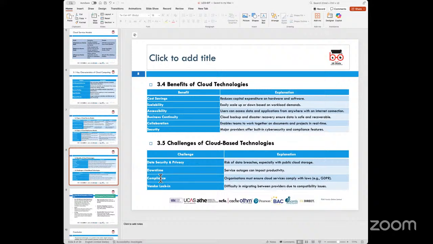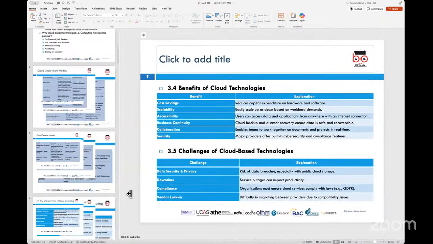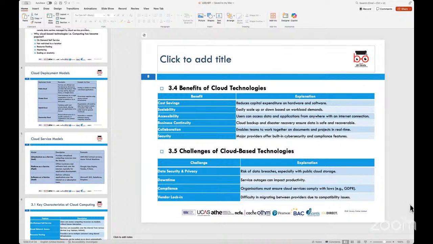Now, there are some challenges also that are associated with usage of cloud-based technologies. These challenges include data security and breaches. Now, a couple of things that we've seen over the years that have become public knowledge is that if you look at the Apple iCloud service, in 2011, 2012, the iCloud services were broken into by hackers, and that led to people's data being left in the open.